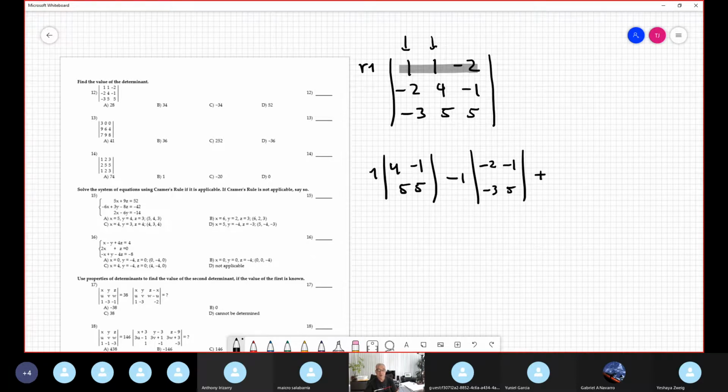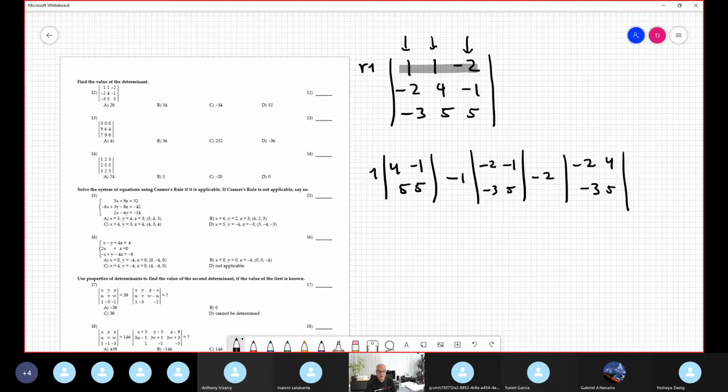Plus, the last cofactor is negative. Actually, it's negative. The default sign of the cofactor is positive. However, the coefficient is negative, and positive and negative together, it's obviously negative, no? So negative 2, and then we have negative 2, 4, negative 3, and 5.